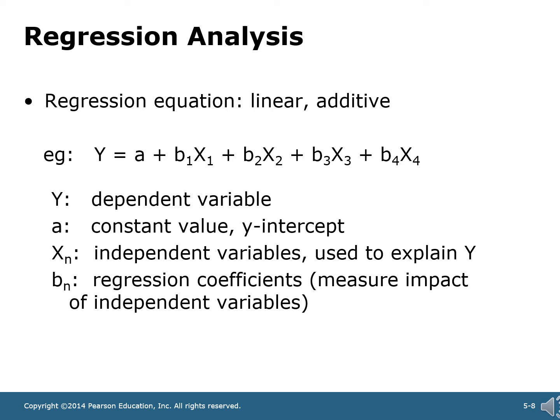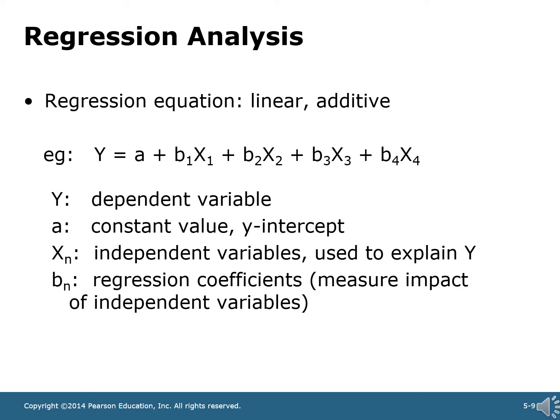Now a is your constant, or your y-intercept. Basically, if every other variable equals 0, then that's going to be what's demanded. So you can think of it as the baseline demand. Now the x's here, x1, x2, x3, x4, these are independent variables. These are what we're using to explain y.